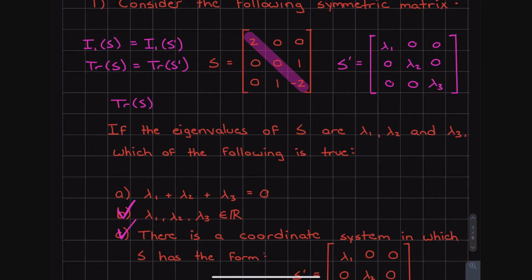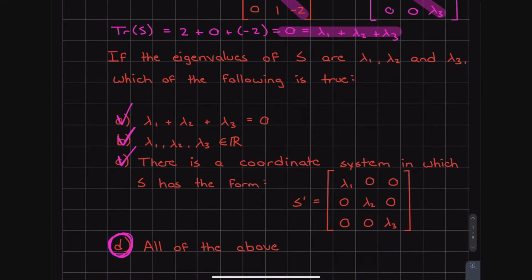So we know that this is going to be 2 plus 0 plus, and then we have a negative 2, which is equal to 0. And this is equal to the trace of S prime. So S prime, we're just taking all those diagonal components yet again. So it's going to be lambda 1 plus lambda 2 plus lambda 3. And if we look at this statement right here that we just kind of proved, well, that's the same as statement A. So we know that statement A, of course, is also true. So all 3 of those statements are absolutely true. Therefore, the answer to question 1 is D, all of the above.